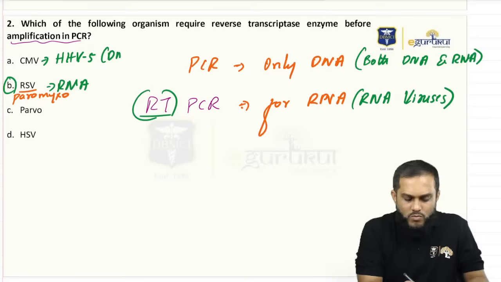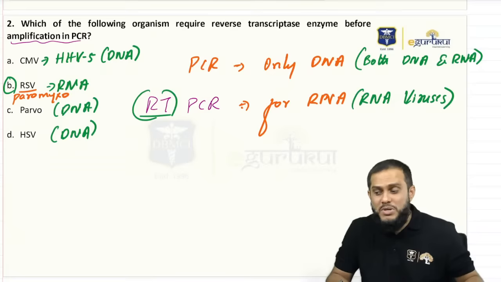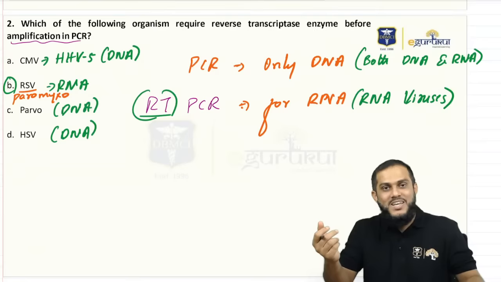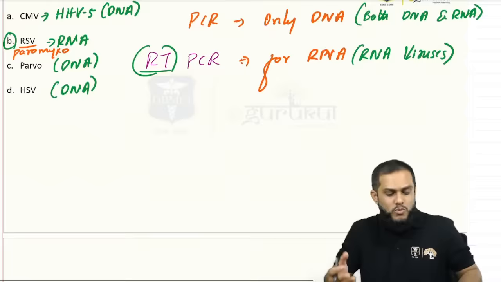Parvovirus is a DNA virus. Herpes simplex virus is a DNA virus. All are DNA viruses. PCR can directly amplify the DNA. There is no need to add reverse transcriptase enzyme, except for an RNA virus like respiratory syncytial virus. We require reverse transcriptase enzyme to convert RNA to DNA, then the DNA gets amplified. That's why the answer is B. Moving on to the next question.